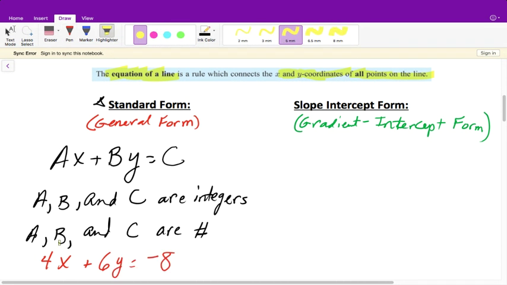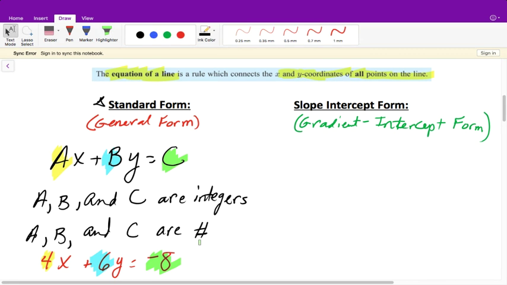All right, so here our a would be equal to 4 because it's what's in front of our x. Our b will be equal to 6 because it's what's in front of our y. And our c is equal to -8. All right, and our c in this case is a constant. Our c is a constant.